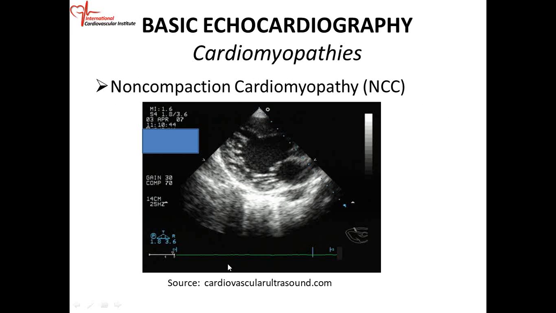Okay, so this is a parasternal long axis view. You can see these trabeculations right there. You can see them. Okay, LV is dilated, but it's a classic presentation. It is one of the causes of dilated cardiomyopathy or heart failure with reduced ejection fraction. So when we go over cases, we'll show more of these, and we will show you what the contrast evaluation of non-compaction looks like.